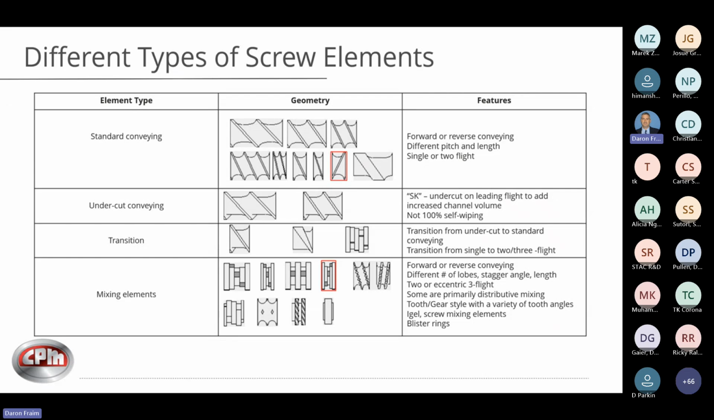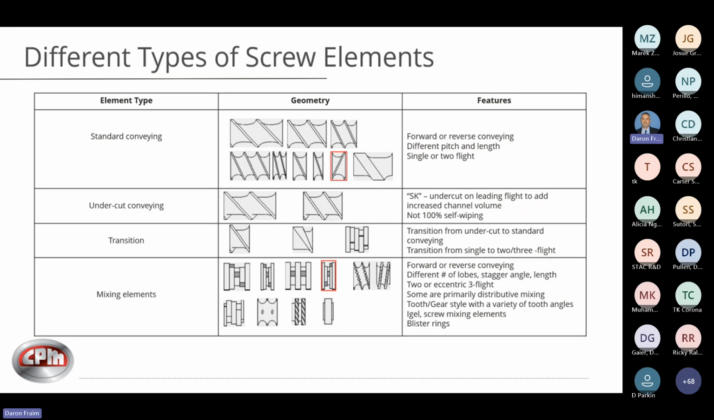And then we have what we call the undercut conveying. These are what we classify as SK. Basically, there's some metal removed on the pushing side of the flight, so you add a little extra channel volume, usually 10 to 15% increase in volume approximately. One thing to note on these SK elements, these undercuts, is they are not 100% self-wiping.